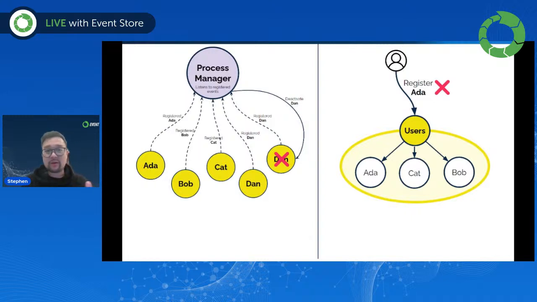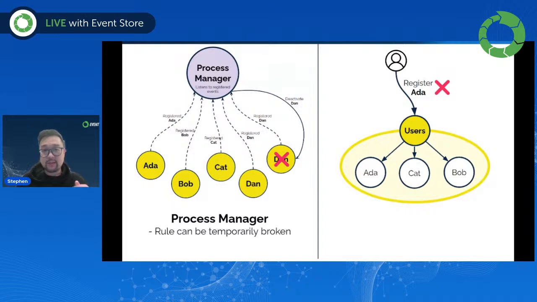So how does this compare to the large aggregate approach? We can see that with the process manager approach, the uniqueness rule can be temporarily broken at a particular moment. And once the process manager detects this, it will fix it as soon as it can. And since the process manager approach uses many small user aggregates, there are no locks between them and it scales better when you need to handle huge loads of requests. Each individual registration and other operations can be completed without blocking each other.